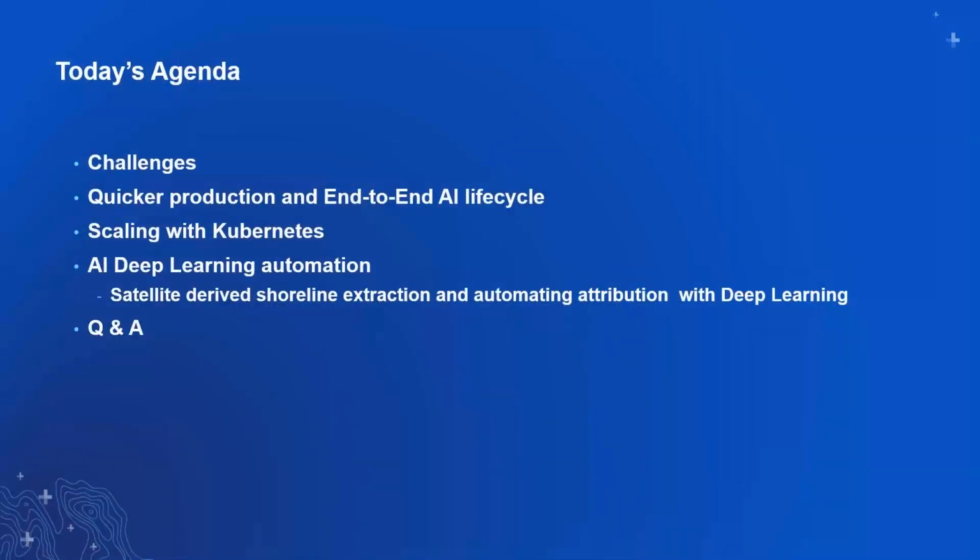So today's agenda, what we'll be covering are some of the challenges for using GeoAI and charting. We'll be going over quicker production and the end-to-end AI lifecycle. We'll be discussing Esri's new capabilities with scaling enterprises with Kubernetes. Then we'll switch to Madhu, who will cover AI deep learning automation, focusing on satellite-derived shoreline and automating attribution. After that, we'll have a short Q&A.